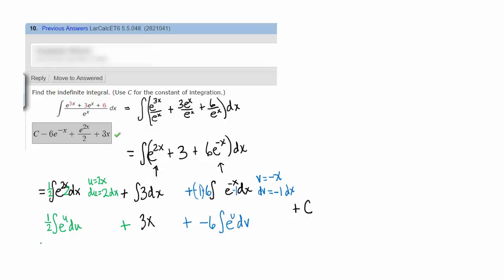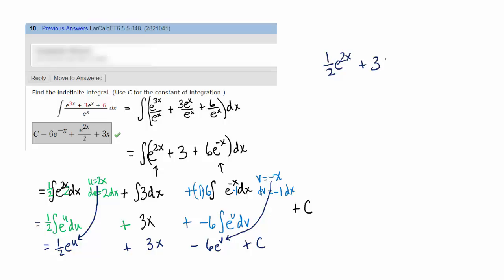All right, let's come back to this first integral over here. This is going to be 1/2 e to the u plus we have 3x minus 6e to the v plus c. But of course we want x's, so we're going to substitute our u equals 2x in here, and our v equals negative x in here. So we're going to have 1/2 e to the 2x plus 3x minus 6e to the negative x plus c. Okay, which is equivalent to the solution that's typed here.